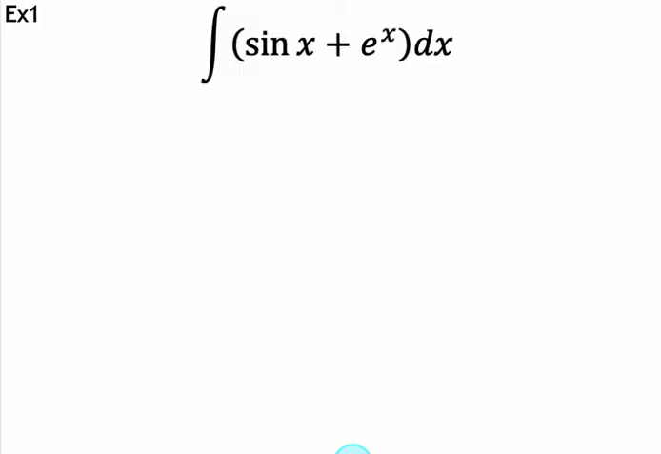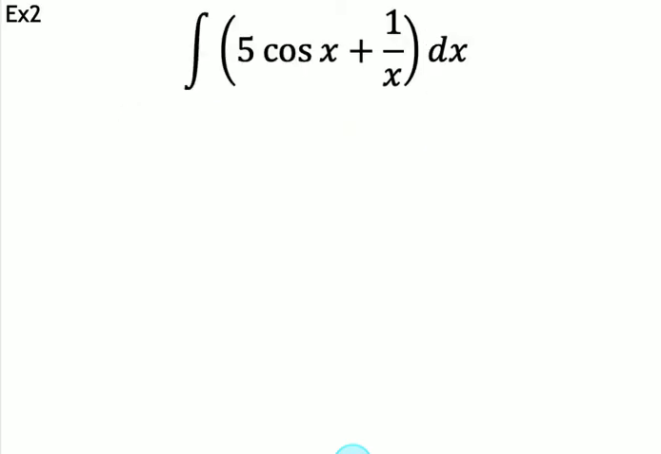Okay, so example 1, I'm just going to integrate this one hopefully nice and simply. So sine x will become negative cosine x. e to the x becomes e to the x. Now, because this is an indefinite integral, I need to make sure that I add my constant of integration. I mean, none of us will forget to do that, right?